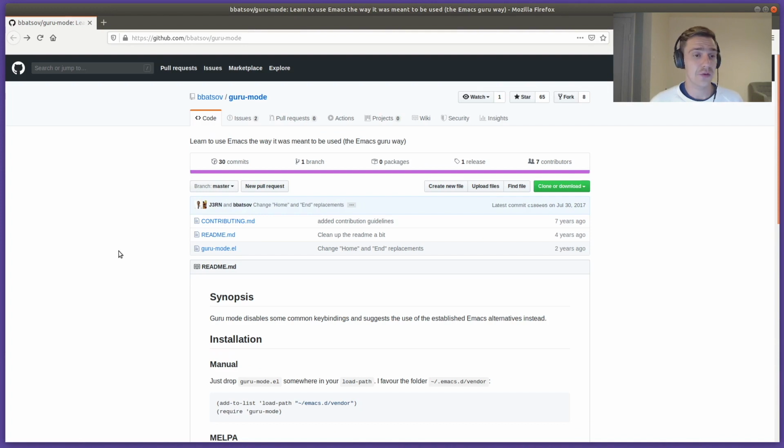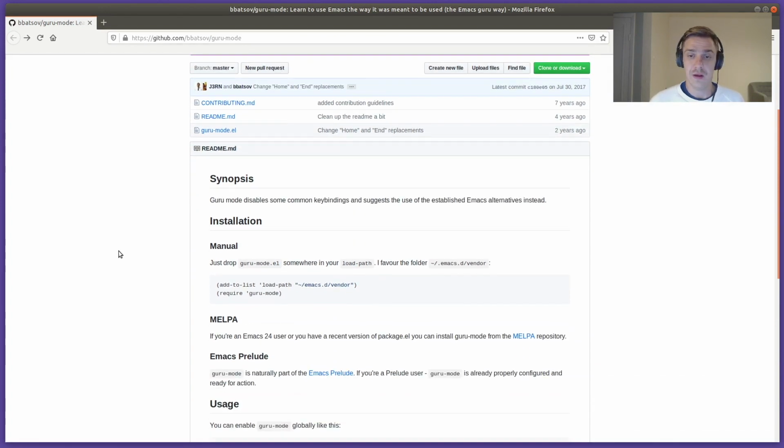So that's it. That's Guru Mode for you. Enjoy, learn Emacs properly, and have fun.